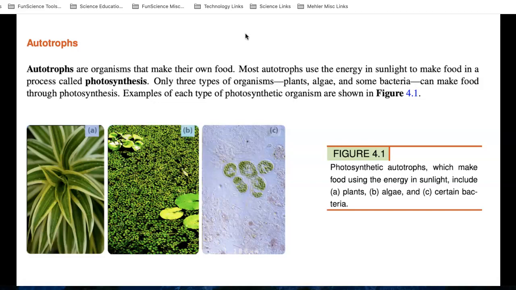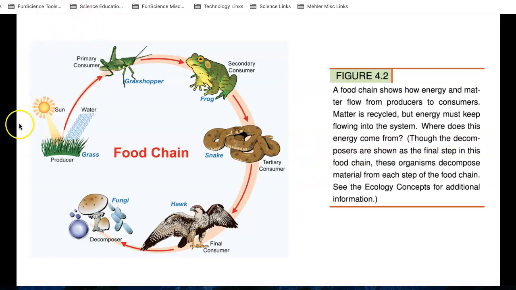If you take a look at 4.1, the diagram here, these are all different organisms that make energy from sunlight. There are regular plants, there's algae, and there's certain types of bacteria that can do it as well. So let's take a look at this diagram. Here's a diagram which is called a food chain, and this food chain shows sunlight hitting grasses along with water, and this is referred to as a producer. So this producer is the same as an autotroph.